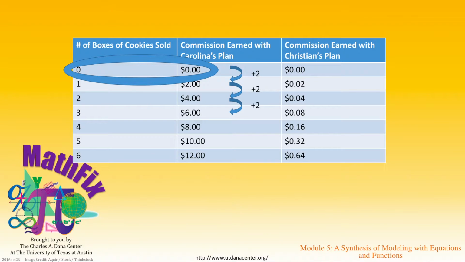One extension could be for students to represent each of these plans symbolically with equations. To do this, they might go back to the table and notice that Carolina's plan is increasing at a constant rate with a slope of 2 and a y-intercept of 0, so the equation is y equals 2x.